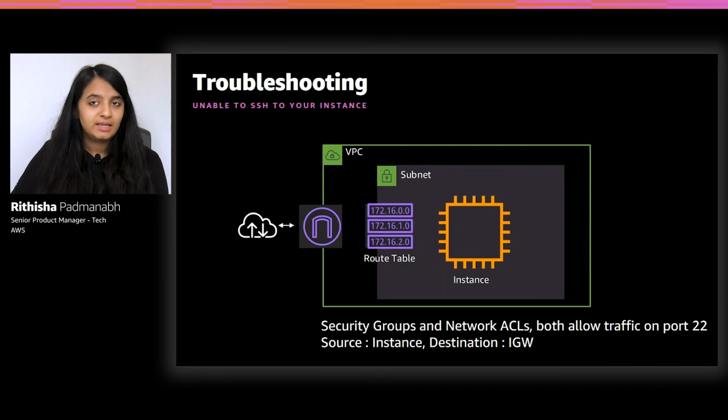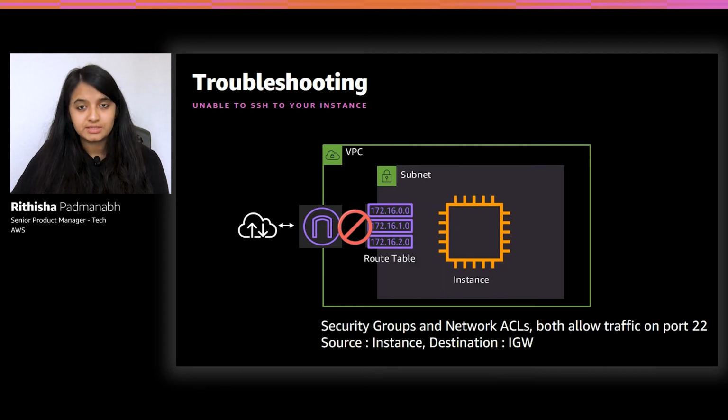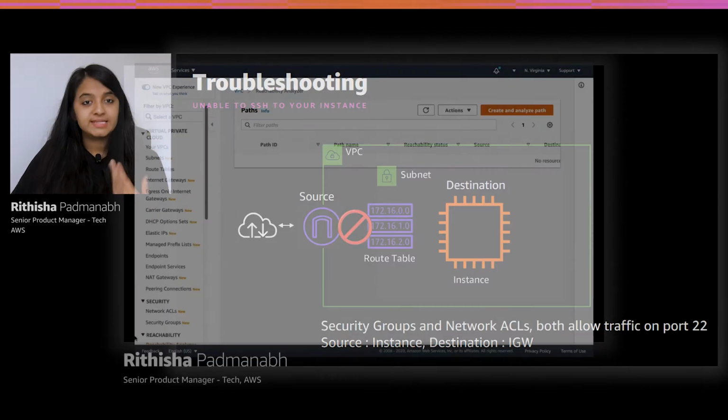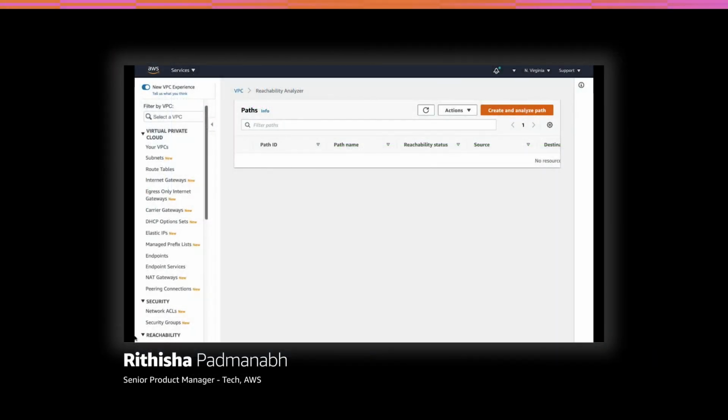Firstly, troubleshooting. Let's say we've created a brand new VPC, we've added an internet gateway, we've opened the security group and NACL, and we're trying to SSH into the instance. It all looks fine, but when we try to SSH into it, we realize that we're unable to connect to our instance. So to troubleshoot this, we can now use Reachability Analyzer and specify the internet gateway as a source and the instance as a destination to determine and debug why exactly we are unable to SSH. So let's take a look at this on our console.